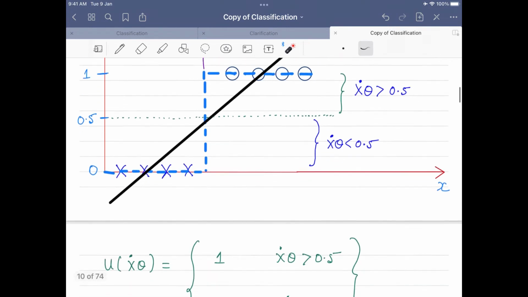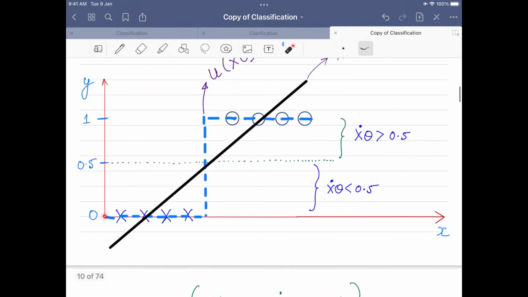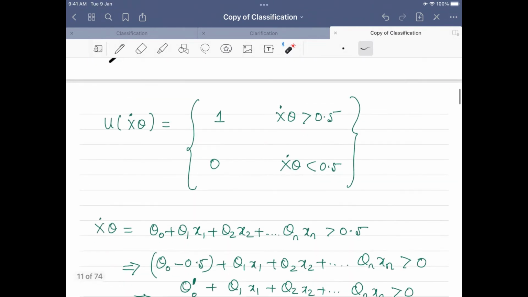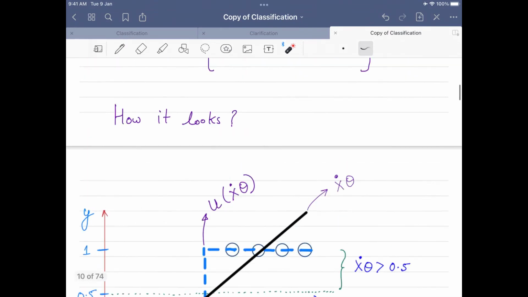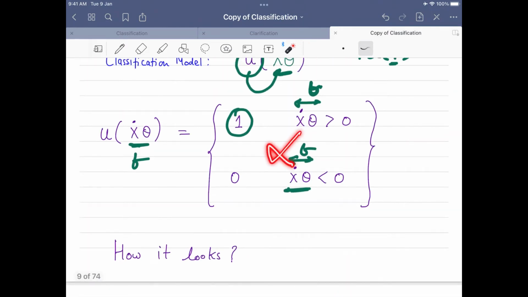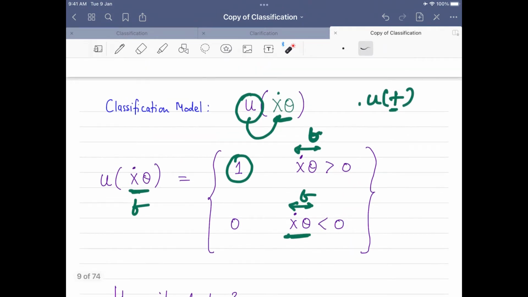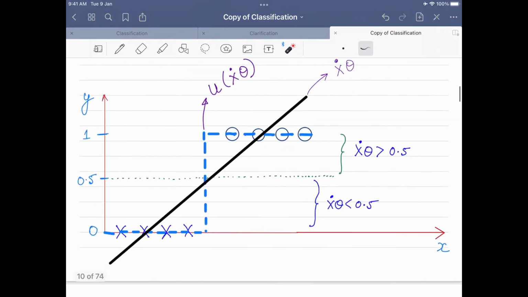So basically this particular curve is nothing but this equation. To be precise, it is this equation, not this equation, which is this one, because here it is 0 here, right? So ideally you can understand what I am trying to say here. What I am trying to say is I am applying a unit step onto the linear regression, but if you forget this for a while, then the definition of u of x dot theta is nothing but like this.